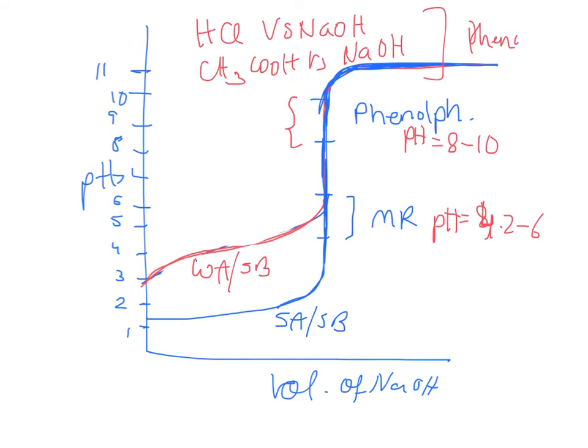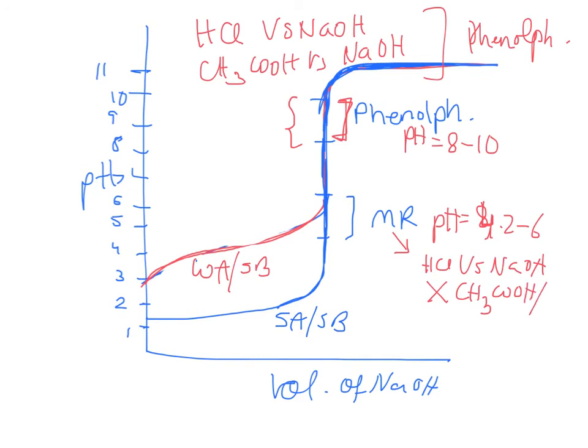Phenolphthalein can be employed in both of those because this pH range is pretty high and it overlaps with both of those curves. On the other hand, for methyl red, you will be able to use that for the case of HCl versus NaOH. On the other hand, you will not be able to use it for acetic acid and sodium hydroxide. And the reason for that is while it's changing color, the curve has surpassed that. So you won't be able to exactly track that in a very effective manner.